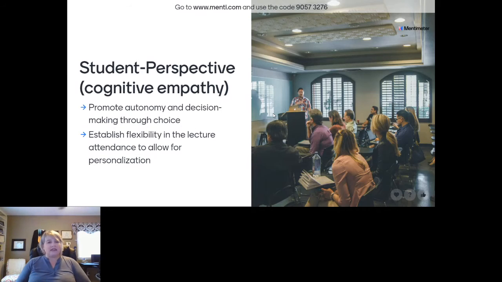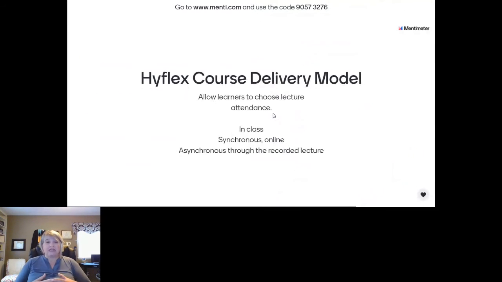The establishment of flexibility in lecture attendance and personalization, so that students can actually customize their work in the way that works best for them. So an example is the high flex course delivery model. I teach with a high flex model. This allows my students to choose how they attend lecture. And how does this impact retention rates? Well, historically, most of our health science programs have been face-to-face, on campus, 8 to 5, Monday through Friday. That excludes a lot of people who have to work during the week, during the day.